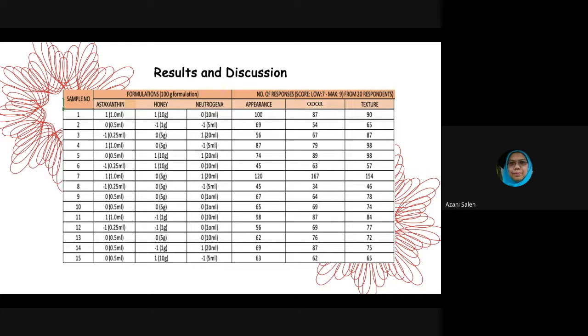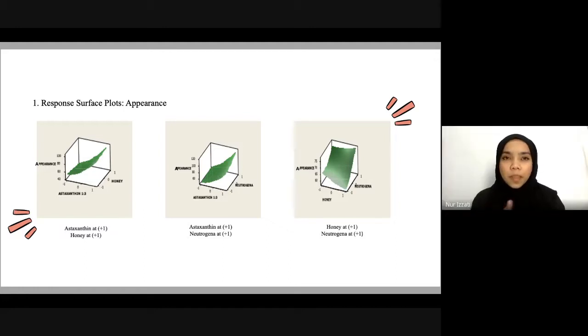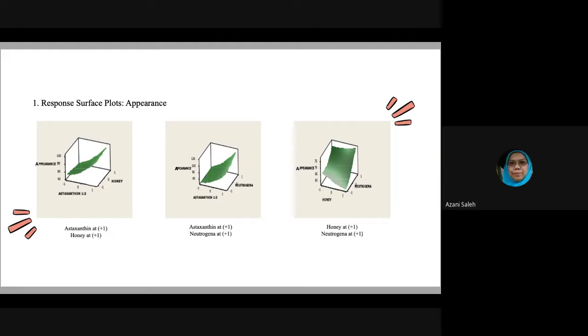So go back to the next slide. This one? Based on this, which one is the preferred? They look the same, but is there one that they like more? Astaxanthin with honey, astaxanthin with Neutrogena, or honey with Neutrogena? It is actually the same, just a different graph to see more detail. So you cannot determine the most preferred, right? Okay, because they are the same.